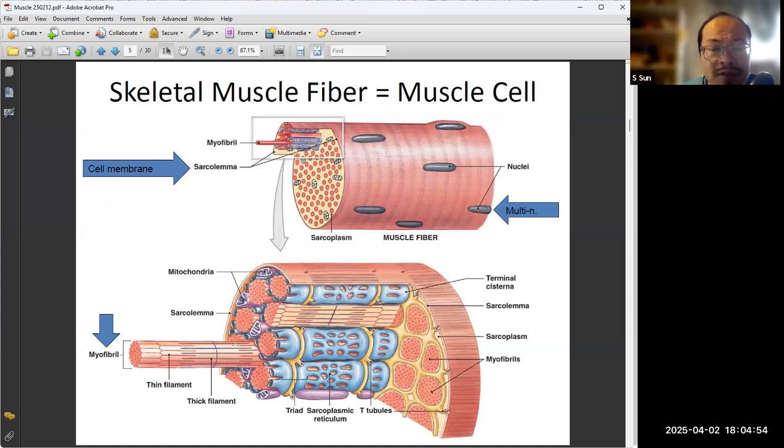And the one thing you also need to know is that the thin filaments and the thick filaments are not randomly distributed. They are very well organized. So that's the next thing that we are going to look into.